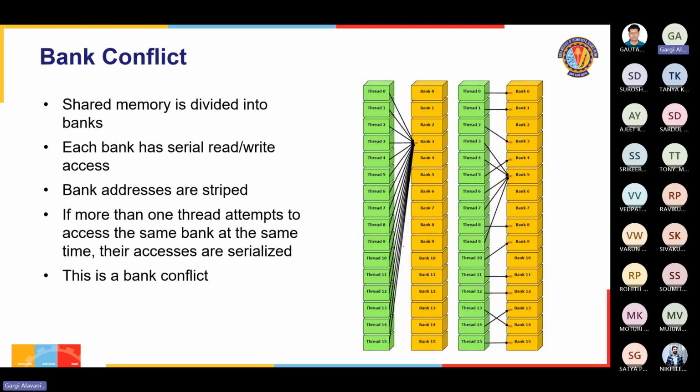The problem with shared memory is bank conflicts. You must avoid bank conflicts as much as possible. To avoid bank conflicts, you can use padding if your particular problem allows that. You can go ahead and use padding, and that helps with bank conflicts.